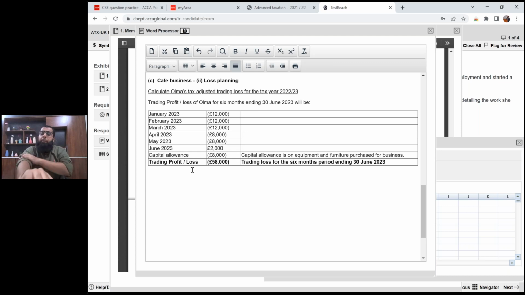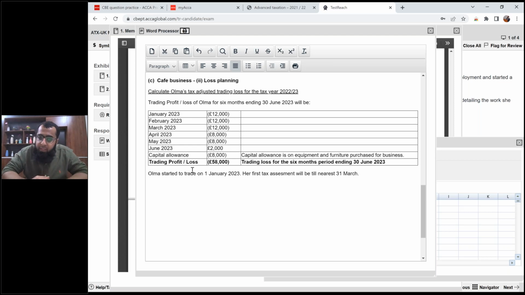Now you all remember that Alma started to trade on 1st January 2023. Her first tax assessment will be till nearest 31st March. I hope you all remember the basis period calculation. You all know the basis period calculation. Whenever you start a business, your first tax assessment is till nearest 31st March.